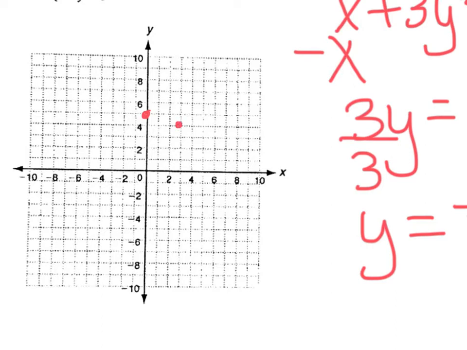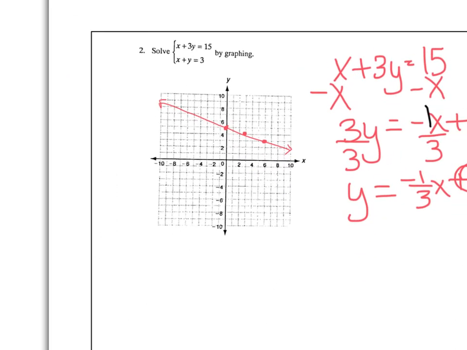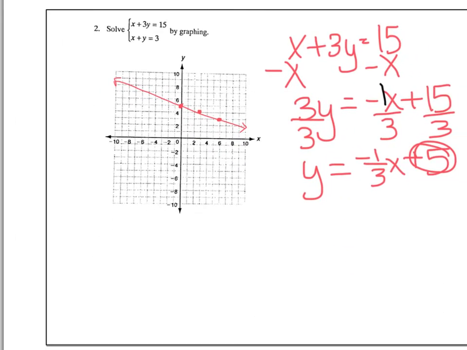And then I'm going to keep going. And I'm going to make as straight of a line as possible. You should be using your rulers. Fortunately, there's no ruler on this program. And now I'm going to move on to the second equation. X plus y equals 3.